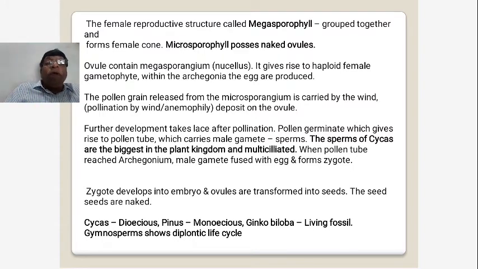Now we shall see the female plant. The female plant, when it reaches maturity, produces megasporophylls. What are megasporophylls? The female reproductive structure of gymnosperms. What are microsporophylls? The male reproductive structure of gymnosperms. The megasporophylls, like microsporophylls, group together and form the female cone. But in Cycas, the female cones are not formed. The megasporophylls possess naked ovules.